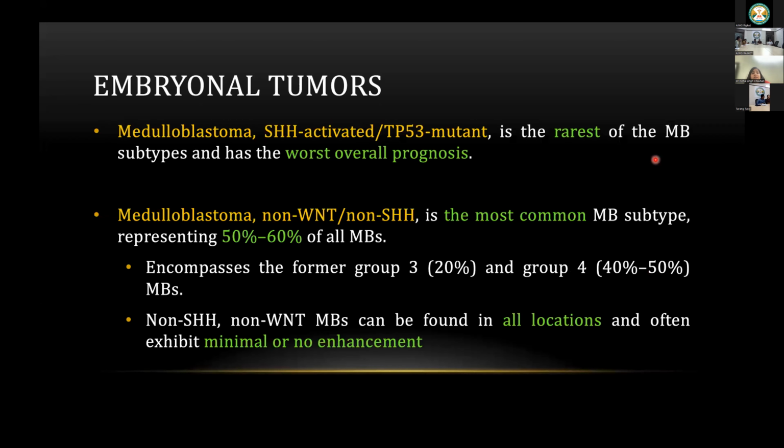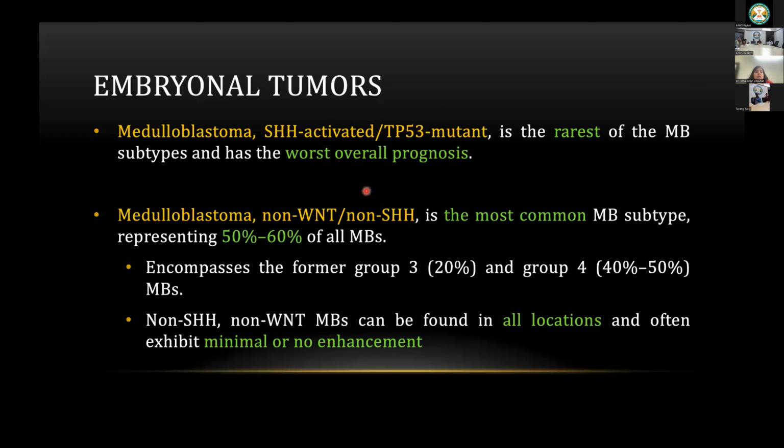Now, the SHH activated TP53 mutant medulloblastoma is the rarest type of medulloblastoma and has the worst overall prognosis. But on imaging, we cannot differentiate between the mutant and the wild type. So that is a pathological and molecular diagnosis. And on imaging, these both types of tumors look alike.